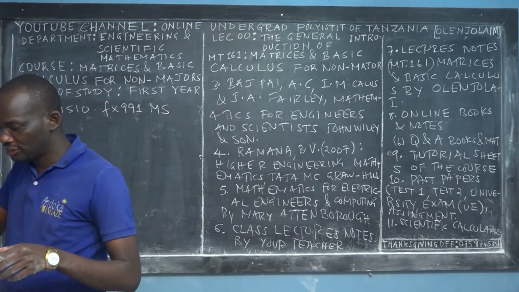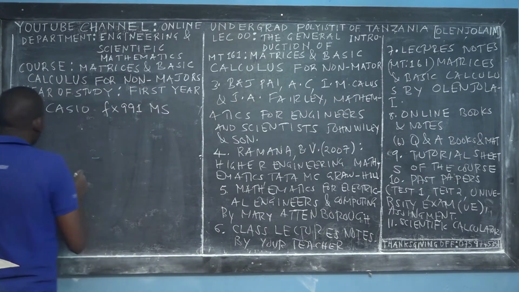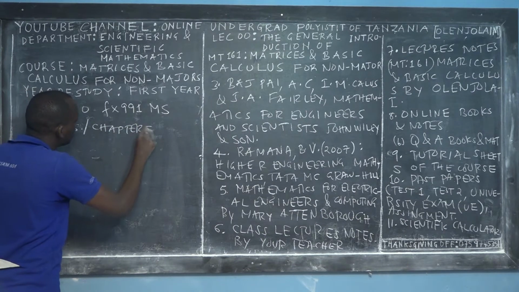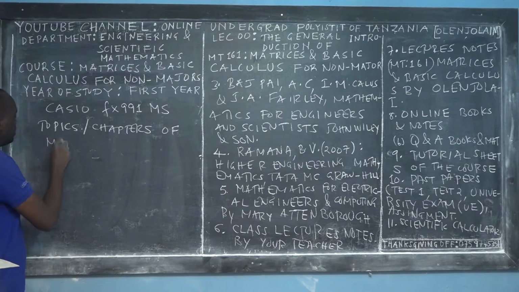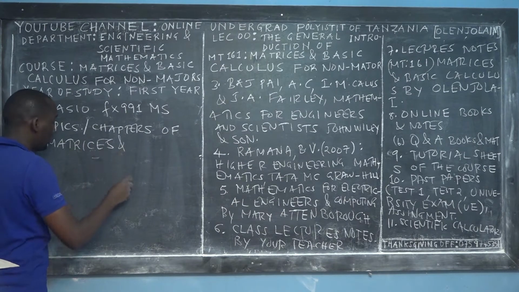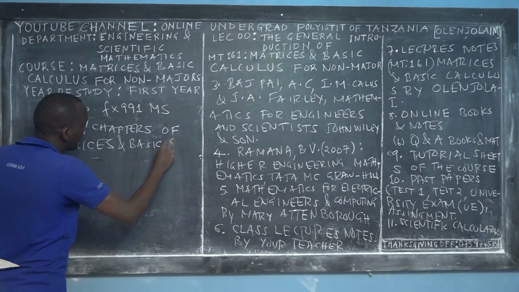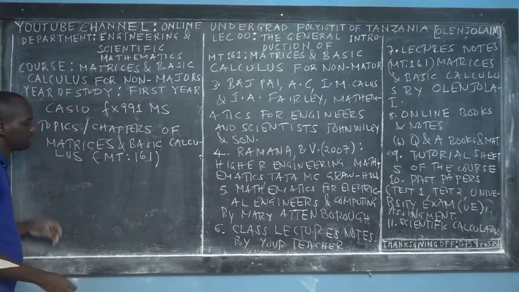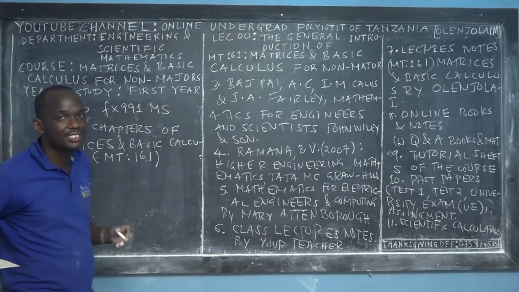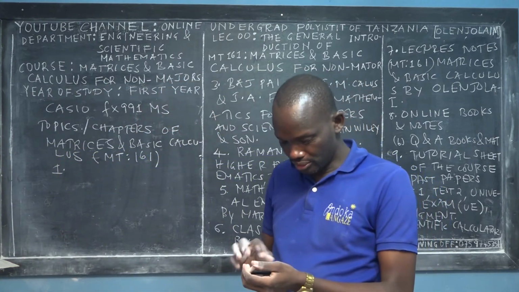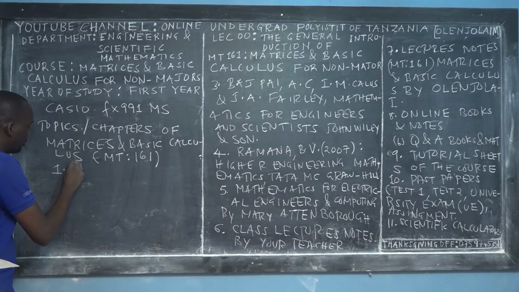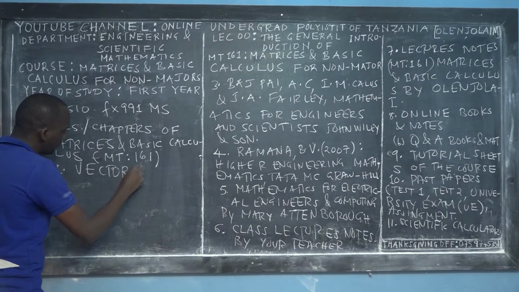Before I end my session, I would like to share with you the topics or chapters that we are going to cover in this course: matrices and basic calculus, according to TCU. At the University of Dar es Salaam, the module code is MT161. So you have to learn 6 chapters in this module, and I will teach you all these 6 chapters. The first chapter we call vector algebra.